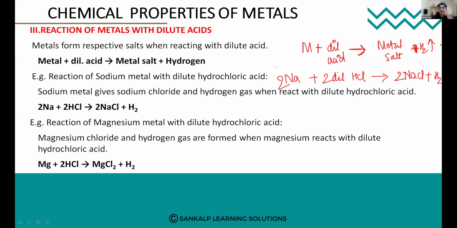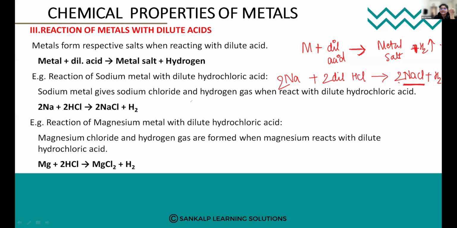So what is forming? When your metal reacts with the dilute acid, it forms the respective salt. NaCl is a salt, right? Respective salt and hydrogen gas is liberated.